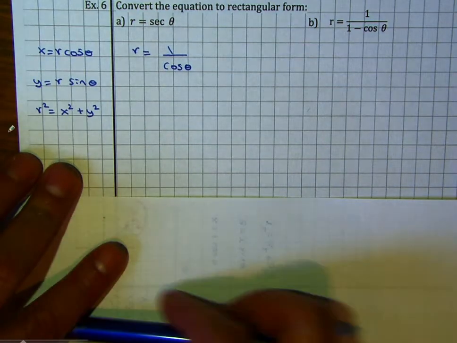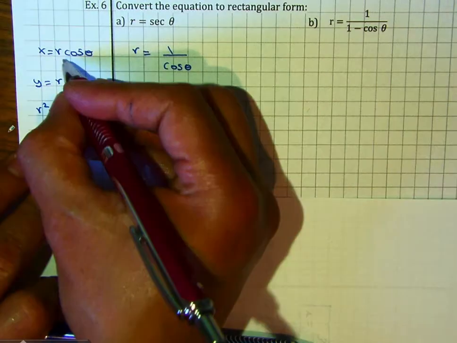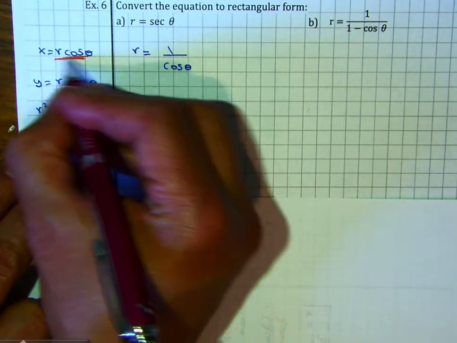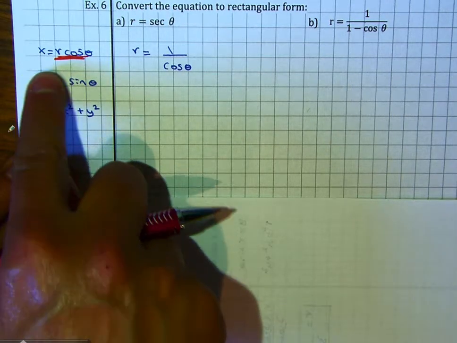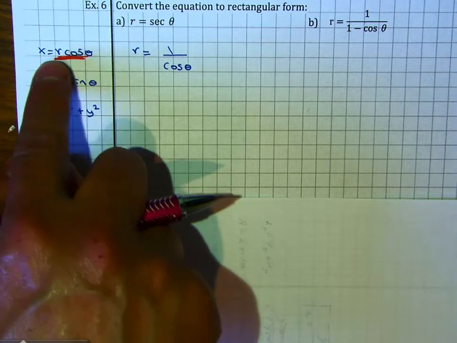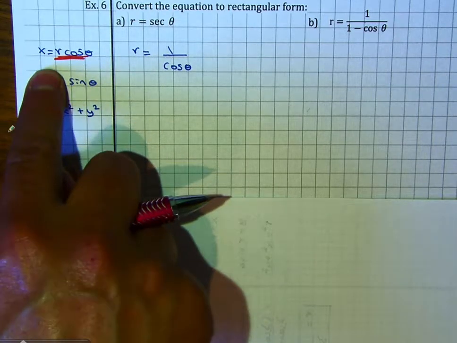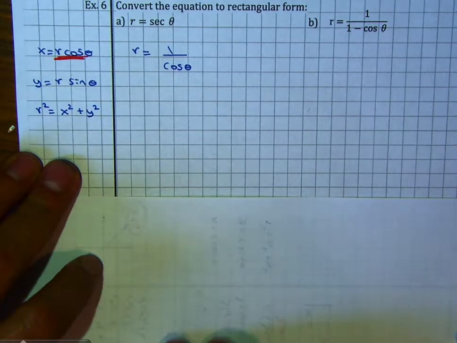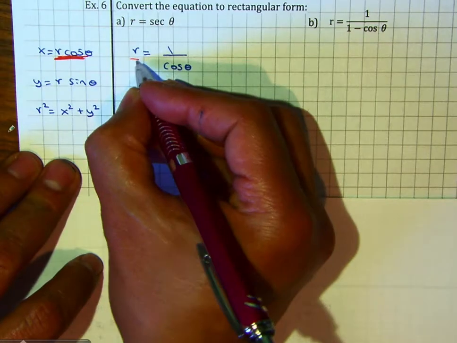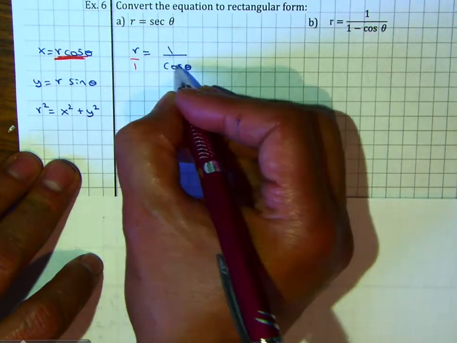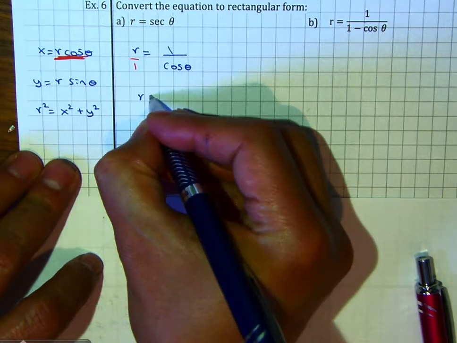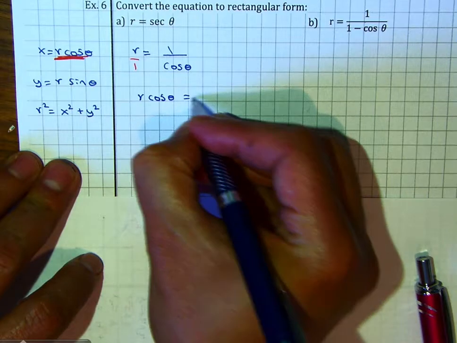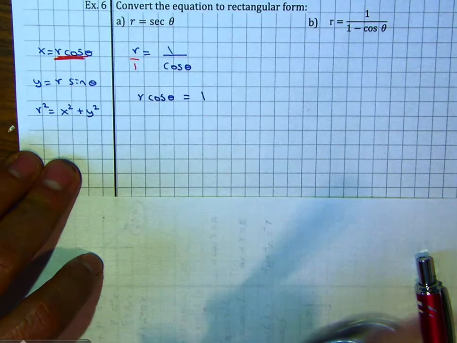Now, one of the key things that you have to keep in mind is that if you have a cosine, you always need to have an r right next to it in order to make the replacement. You don't want to divide by r on both sides and replace cosine with x over r. You can still process it and get the correct answer, but it might be a little more tedious. I'm going to place this over 1, and I'm just going to cross multiply. So r cosine equals 1. Someone can just multiply both sides by cosine of theta, which is fine.